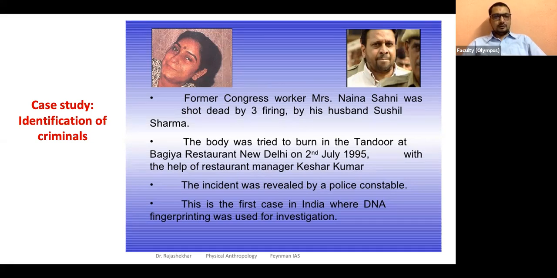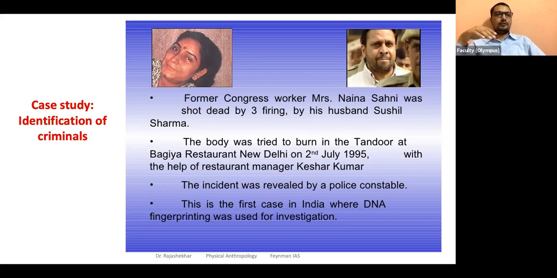Not very recently, but there was the Dadri lynching case, where they could identify the animal as so-and-so. And also Salman Khan's case, when he killed a black buck. They could prove that the animal he killed was a black buck, which is an endangered animal. And the punishment was decided based on the DNA evidence.